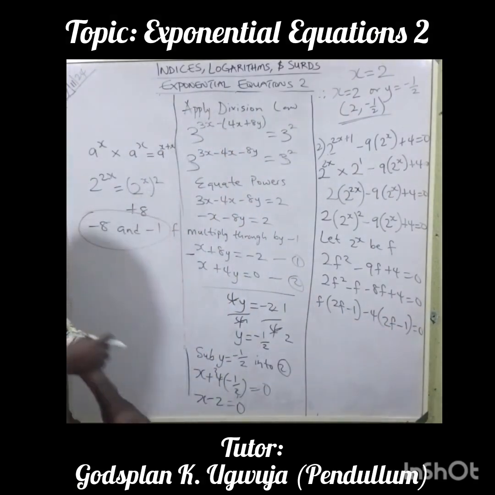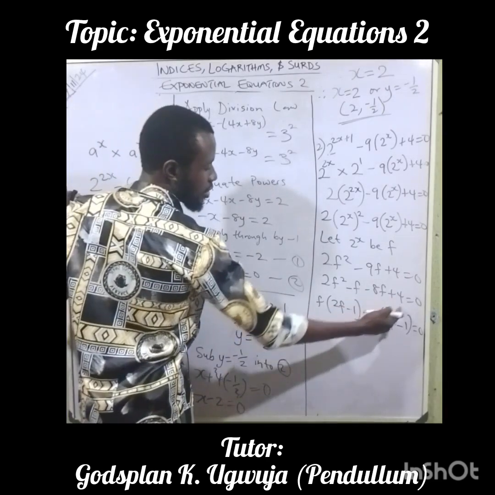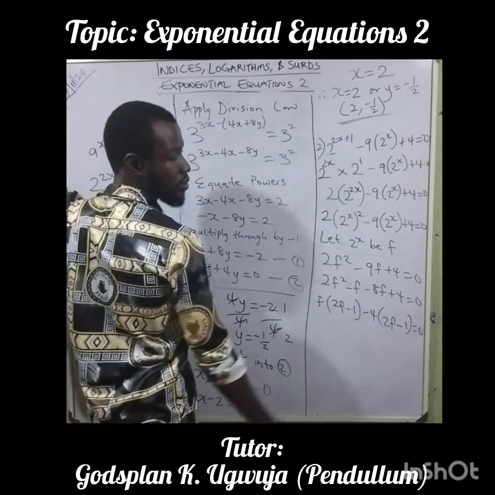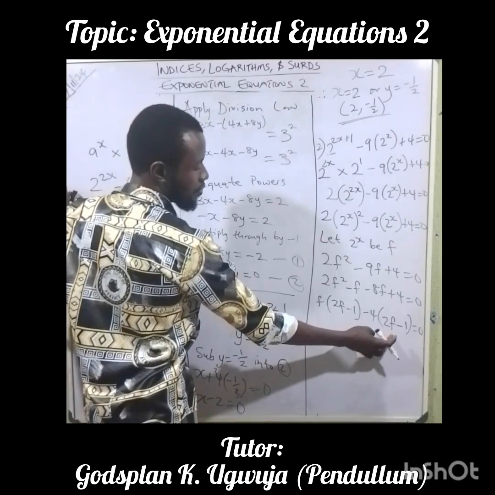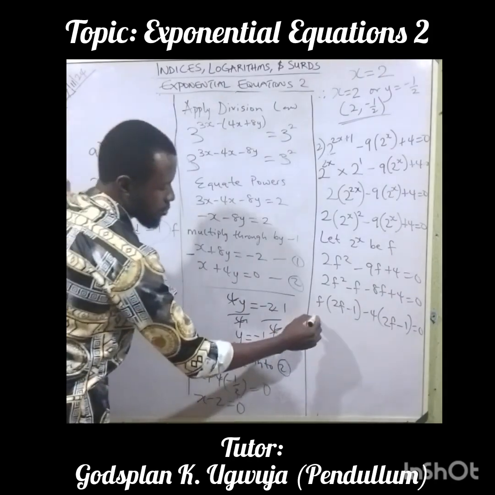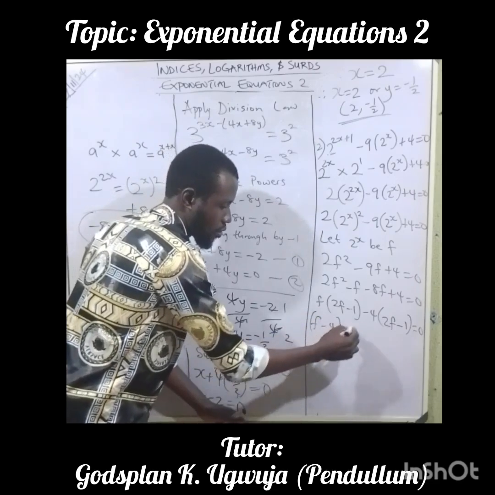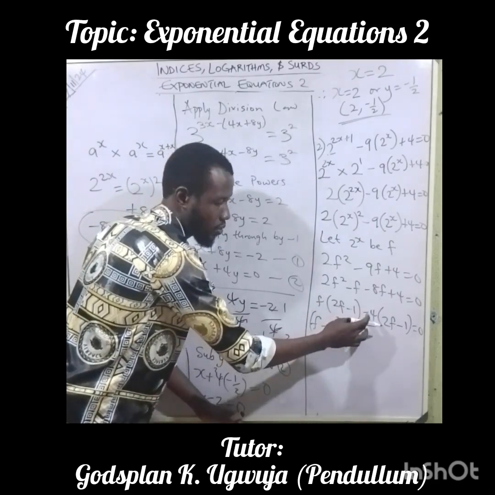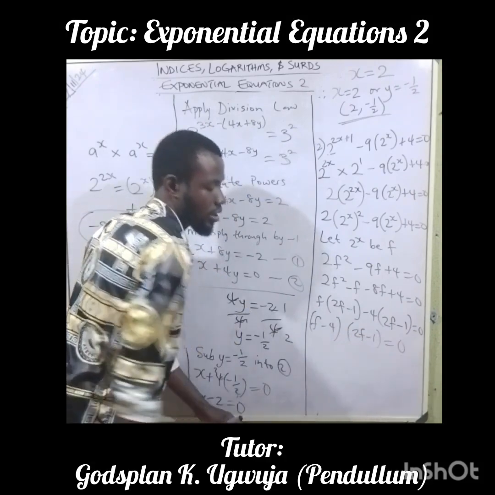Okay, so you should know how to factorize at this stage. It should not be an issue for you. What is common here is minus 4. If you remove minus 4 from minus 8f, you'll be left with 2f. Remove minus 4 from plus 4, minus 1. So I can put f minus 4 and 2f minus 1 both equal to 0.